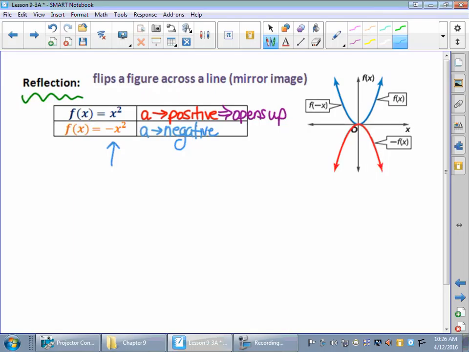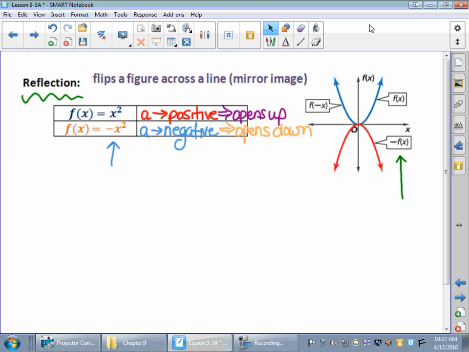My a value is negative, which we all know means that our graph opens down. And then we also know other things like, well, if it opens down, that means my vertex is a maximum. So it's the red one on the graph where it's a negative. I don't worry so much about this equation right here, negative y value or negative f of x. That just does a mirror image across the y-axis, which it's already a mirror image. So it doesn't do a whole lot.